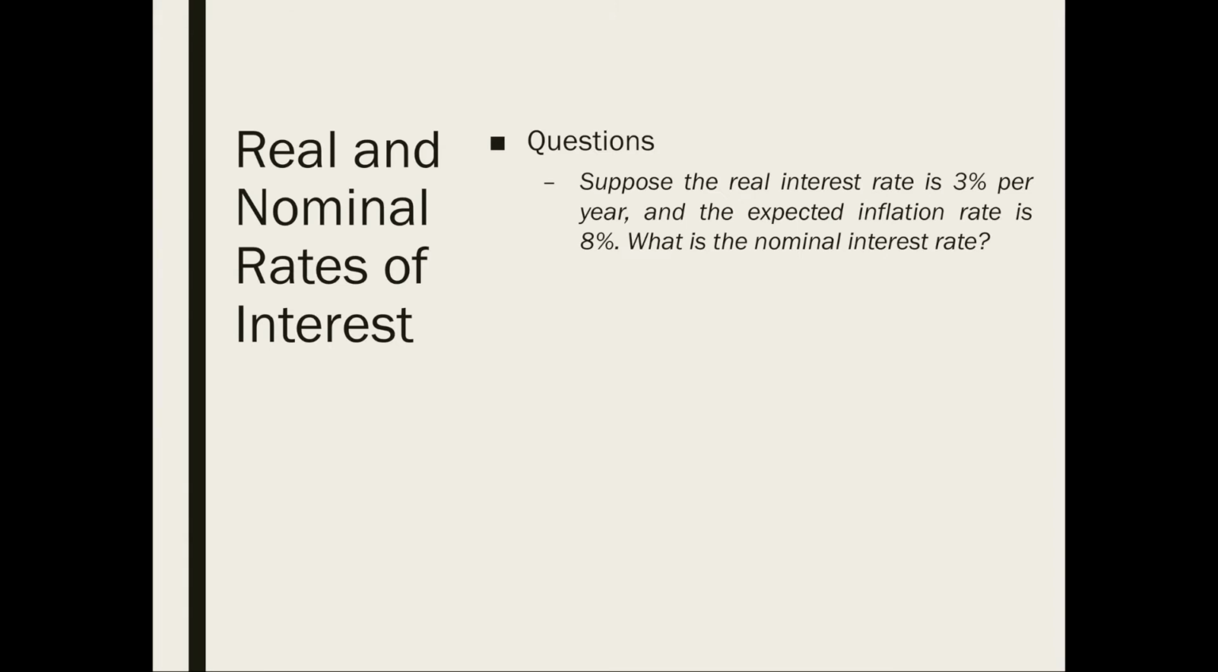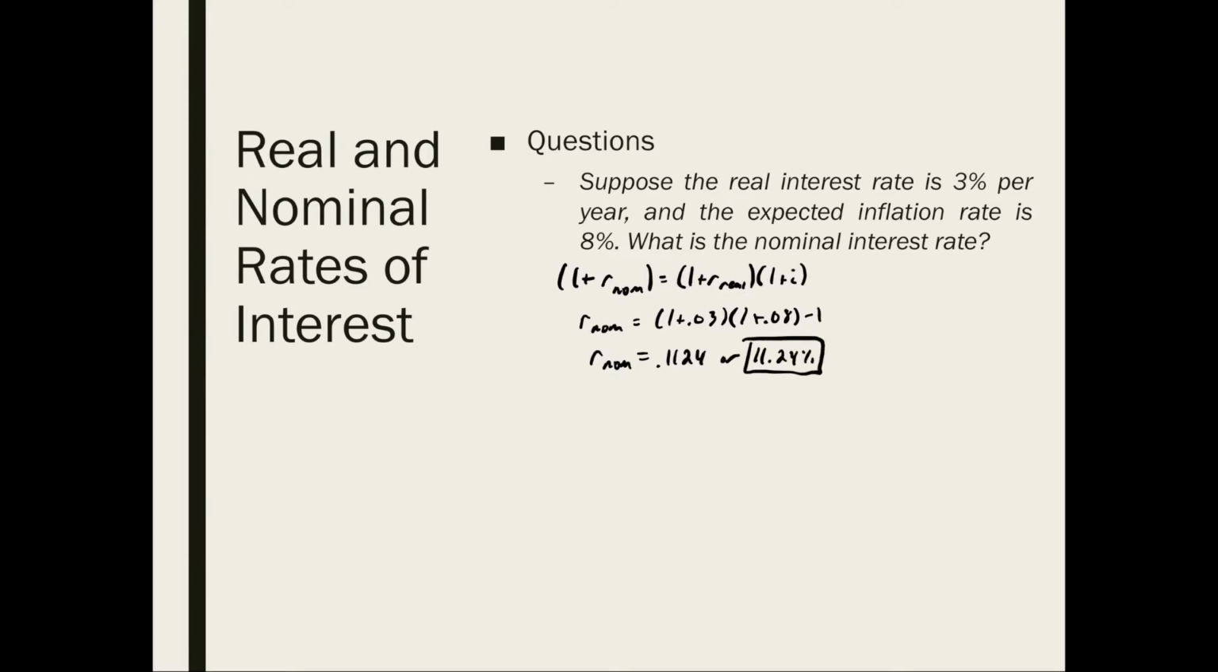What would be the nominal interest rate? So using the Fisher hypothesis of 1 plus your nominal rate equal to 1 plus your real rate multiplied by 1 plus the expected rate of inflation, we can see that we would have the nominal rate being equal to 1 plus 0.03 multiplied by 1 plus 0.08, and then we subtract 1, and I would get a nominal rate that is equal to 0.1124 or 11.24%. That is the exact value for the nominal rate based on the given real rate and expected inflation rate.